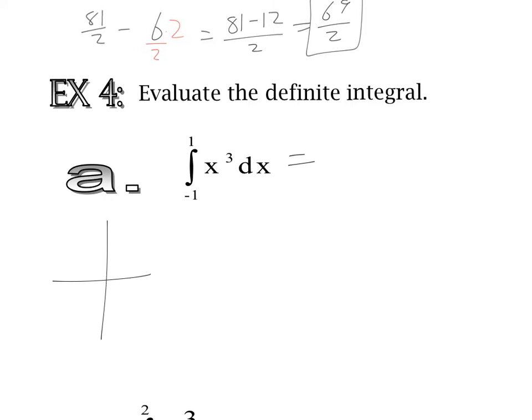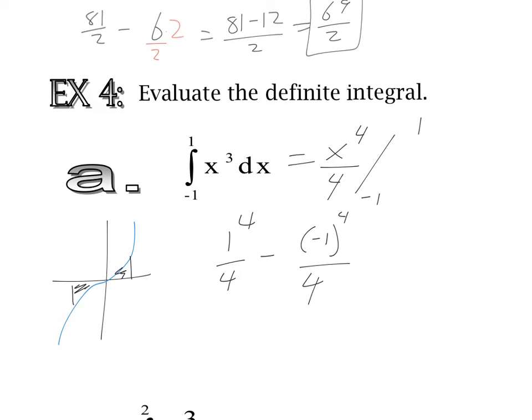Remember we said the graph looks something like that, and so you have some negative and some positive area that cancel each other out perfectly. That would make sense, but let's just do it using the antiderivative. This would be x to the 4th over 4 from negative 1 to 1, and so this is 1 to the 4th over 4 minus negative 1 to the 4th over 4. Well, this ends up being just 1 over 4 minus 1 over 4, which is 0. So that worked out exactly like we thought.